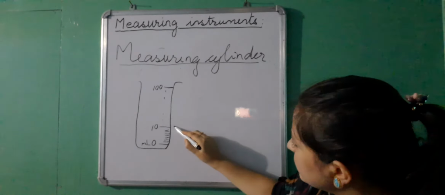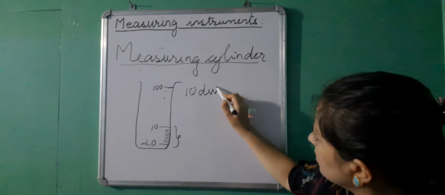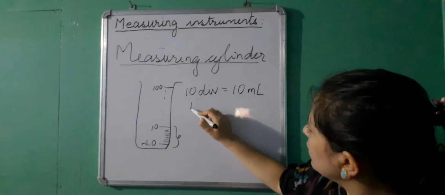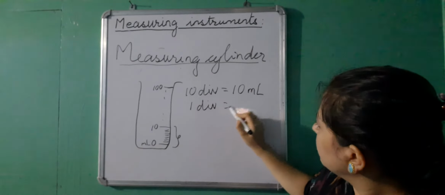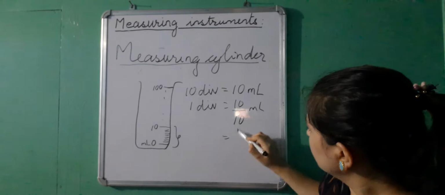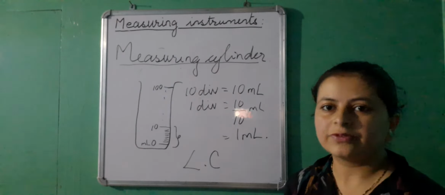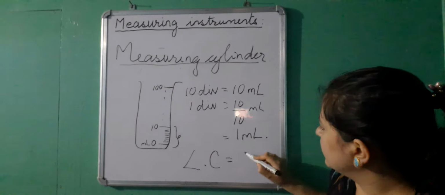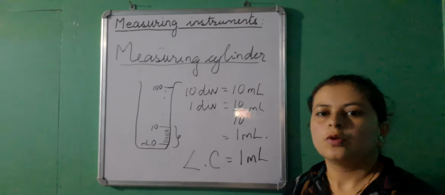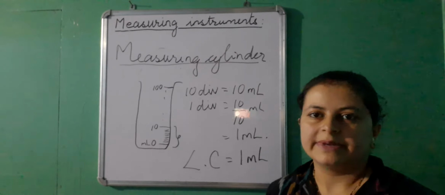Okay, now here you can see the bottom, the first 10 divisions are giving you 10 milliliter. Then how much will one division give you? It will be 10 out of 10 milliliter, that is equal to 1 milliliter. So I can say that least count, which is abbreviated as LC for any instrument, for this measuring cylinder is 1 milliliter. That means the minimum volume it can measure is 1 milliliter. Or volume less than 1 milliliter cannot be measured accurately using this measuring cylinder.